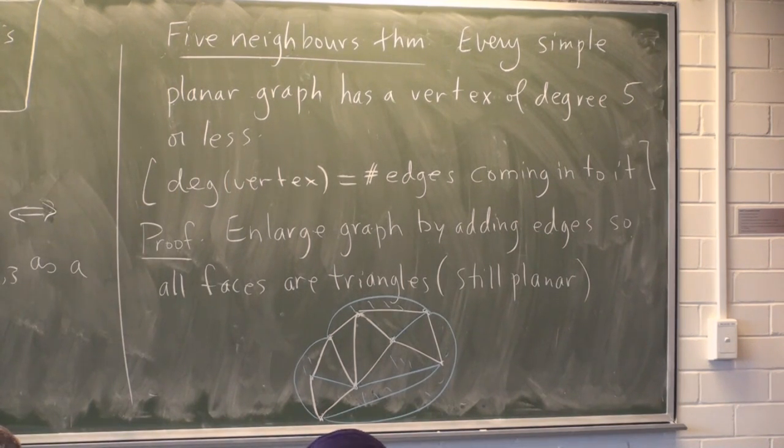Okay, I'm going to prove that that thing has a vertex of degree 5 or less. Since I've only added edges, if that has a vertex of degree 5 or less, then the original will also have a vertex of degree 5 or less, because I've only added edges.